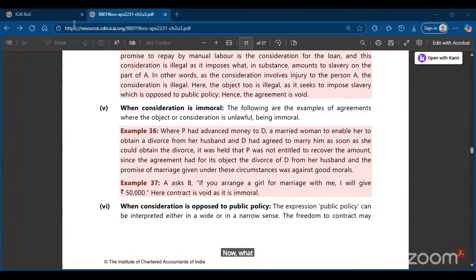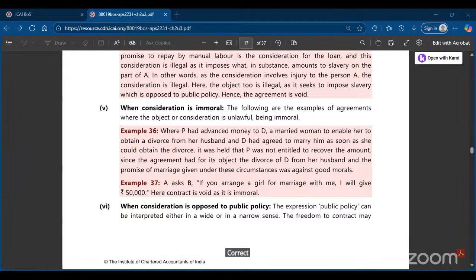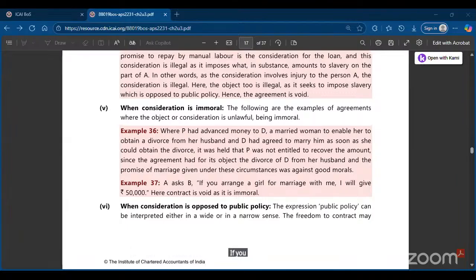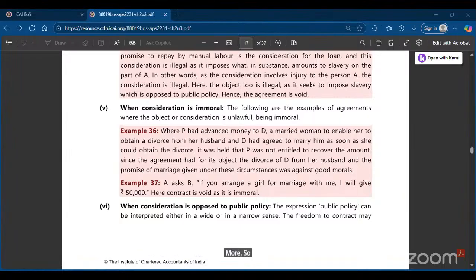Now, what is immoral? Anything which is against the ethical norms of society. Society has made certain norms, right? In India, there are certain norms of ethics, correct? So if you go against those ethical norms, which tell you what is right and what is wrong, of the country or of the place where you're living, that is called immoral. What is it called? Immoral. I'll do a case here and then I'll explain the case which they've given.